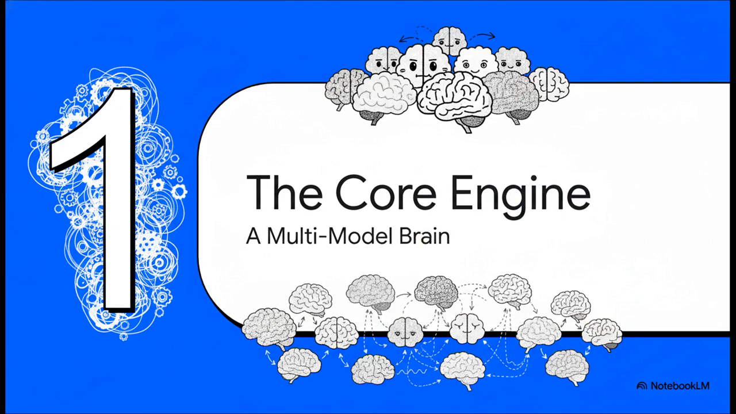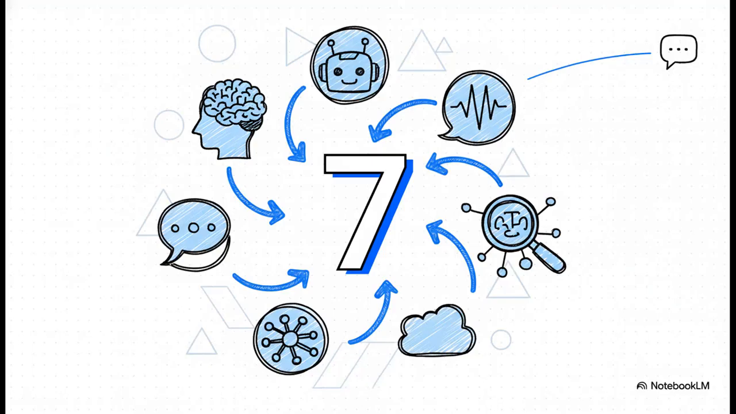What's super interesting here is that it's not just one big single brain. It's more like a whole committee of specialized minds all working together. It actually uses 7 of them. 7? Now you might be thinking, hold on, why on earth would one little chatbot need 7 different AI models to work? It might seem like overkill, but it's actually a really clever strategy.